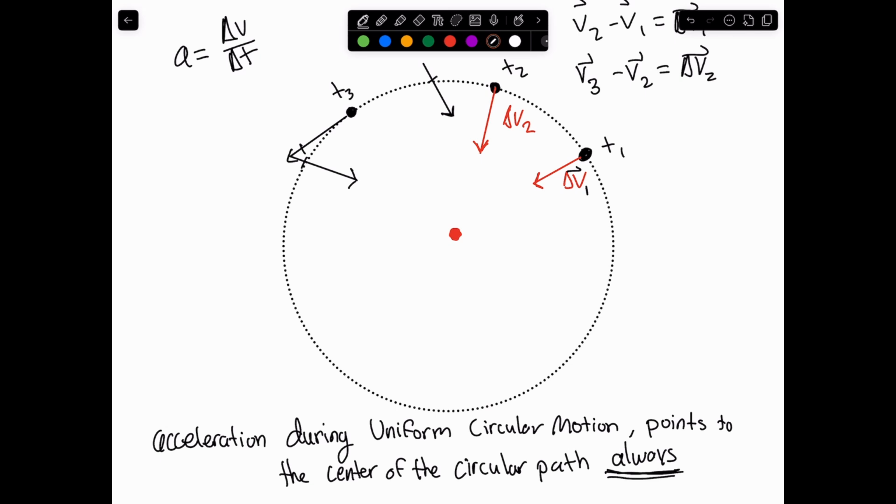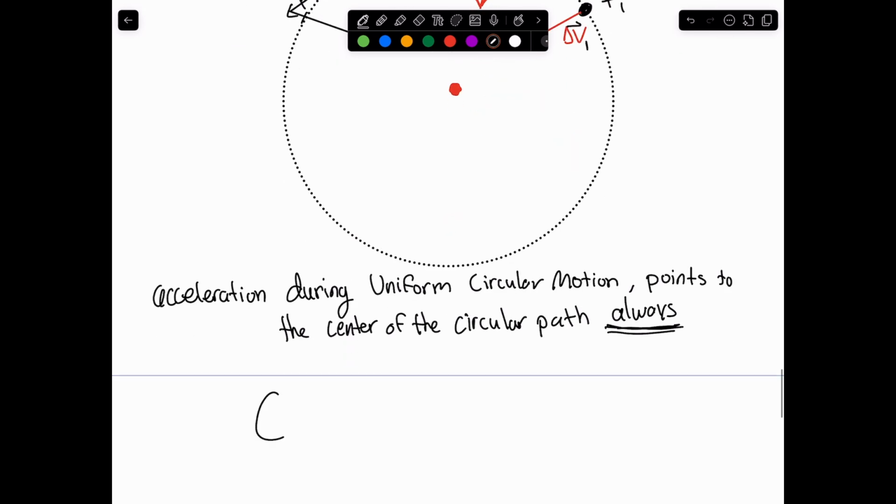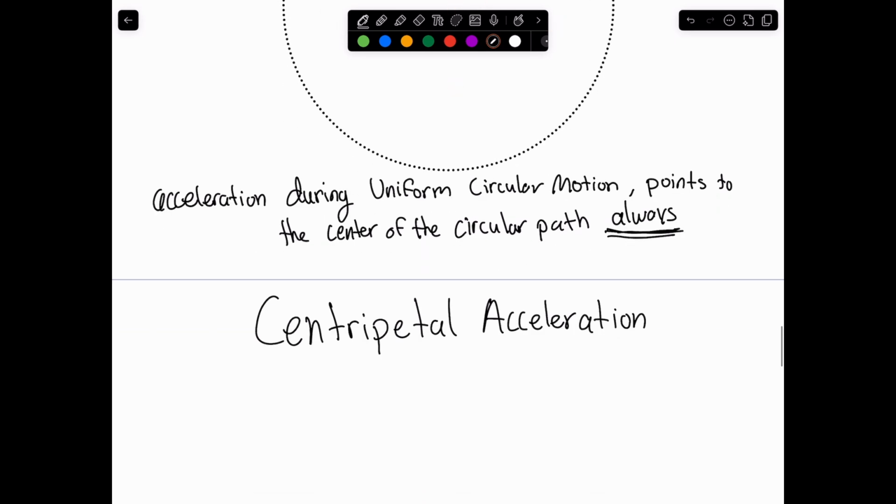And that's very, very important. You're definitely going to want to remember that uniform circular motion acceleration points towards the center of the path no matter where it is, no matter where your object is. And this acceleration has a specific name. This is called, my handwriting, centripetal acceleration. And it is often written as a sub c.